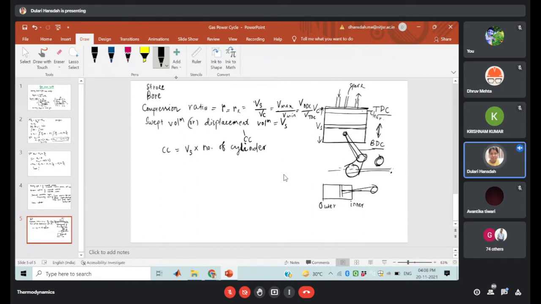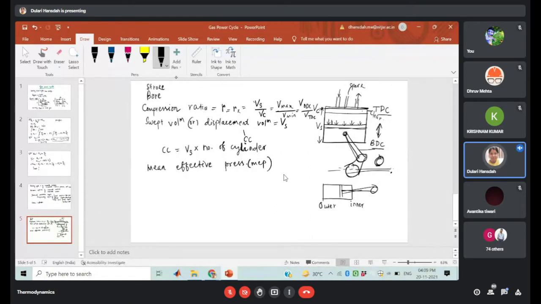There are other terms also, mean effective pressure, MEP. MEP is nothing but the pressure acting upon the top of the piston during the expansion stroke.